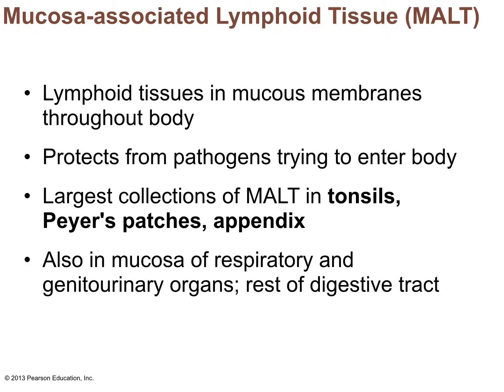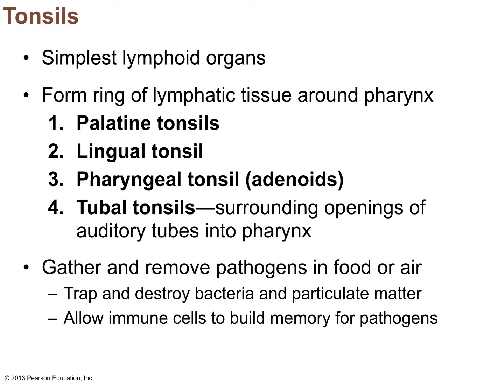Another type of lymphoid tissue, we have what's called mucosa-associated lymphatic tissue, and those are things like tonsils in the respiratory system, Peyer's patches in the small intestines, and the appendix found connected to the large intestine. The tonsils, if we look at function, they're going to trap and destroy bacteria. They're going to allow immune cells to build memory for pathogens. So again, we're kind of getting an immune system activation and also this cleansing. So very similar to what we're seeing from other lymphoid and lymphatic tissue.